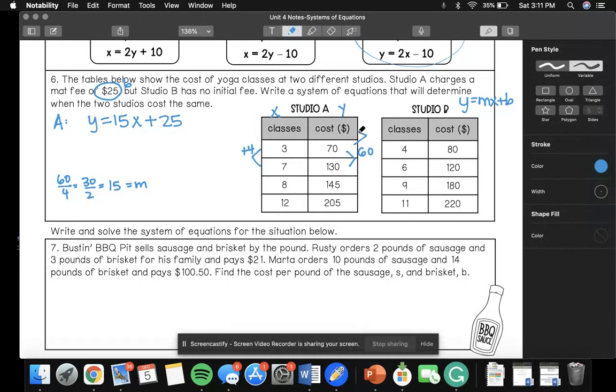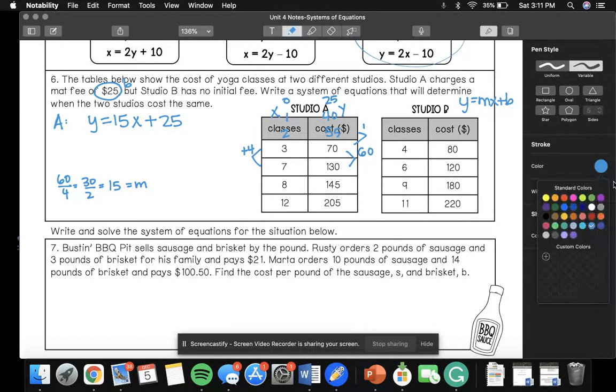We also could go backwards if we wanted to. These are going up by 15s, so we would be at 55 for 2 classes, we would be at 40 for 1 class, and then we would be at $25 for 0 classes. And that shows that initial fee.